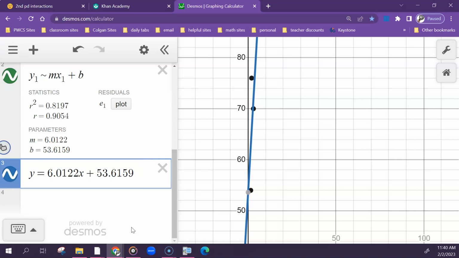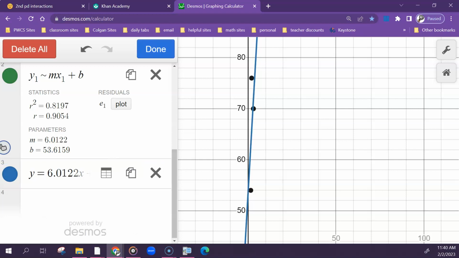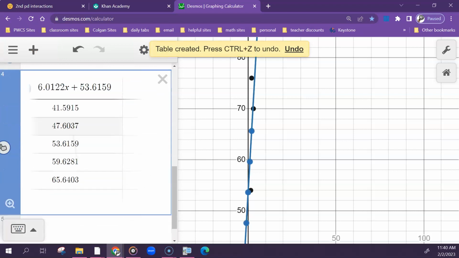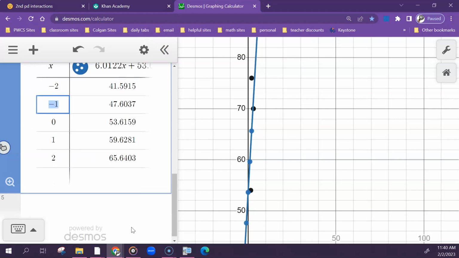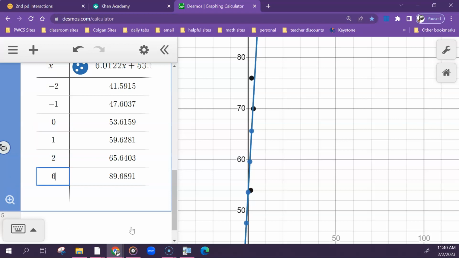Go into the gear wheel at the top, or wherever yours is. When you click that, the table option should appear. Make yours into a table. Zero is already there. So you would put that answer, which we already did and know. You could add in 6 at the bottom, and then that would tell you your next answer.